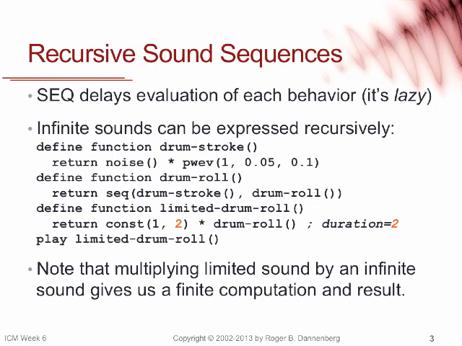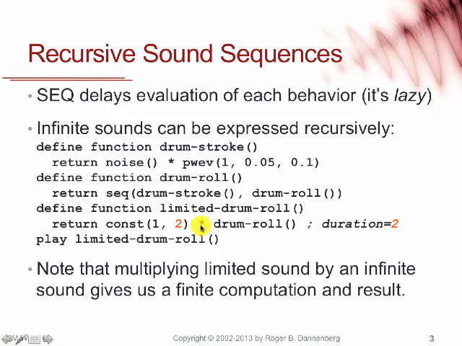Now, if we try to play an infinite sound, that will eventually fill up our disk drive with sound, and it never stops. So we're going to make a new function called limited drum roll, where we multiply the drum roll by simply a constant, which has the value of 1, but a duration of 2. So in fact, this is not really a constant. It's a function, a unit generator that returns a constant value of 1 until it finishes, and then it drops to 0. That's at the stop time.